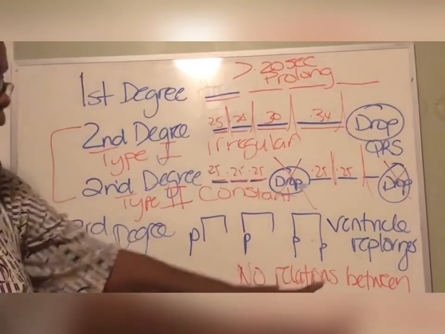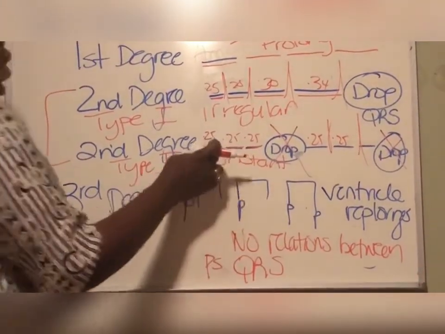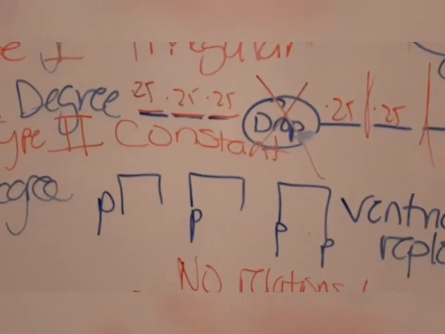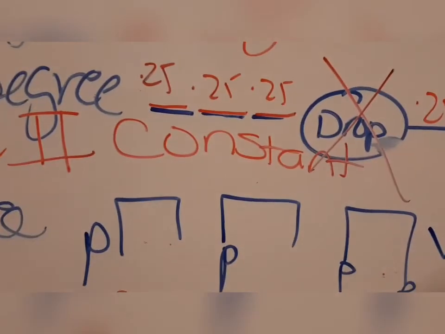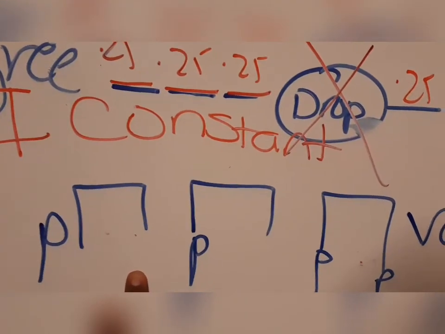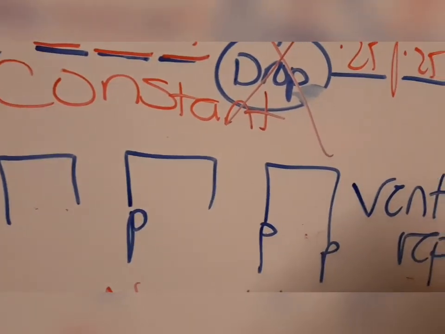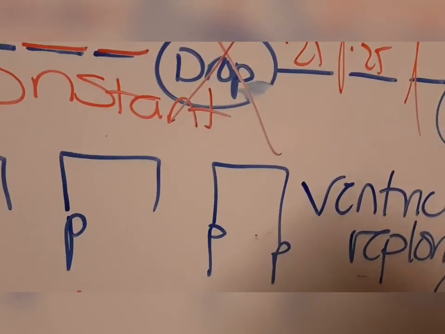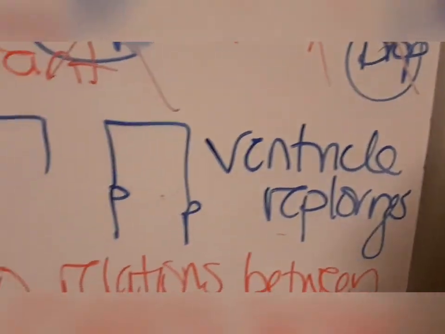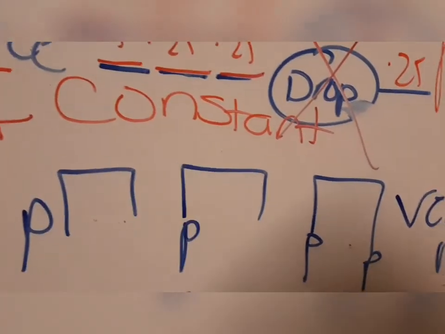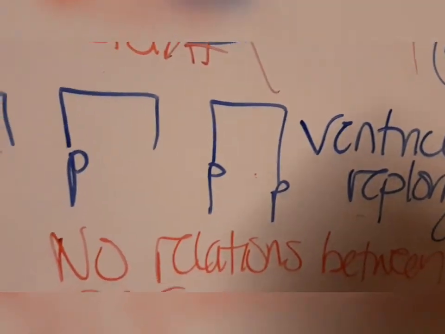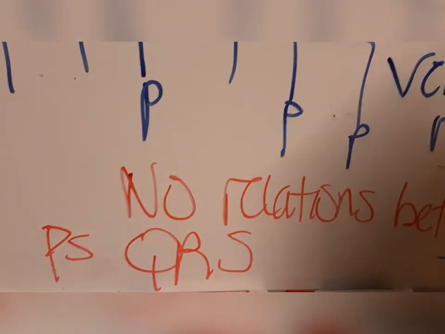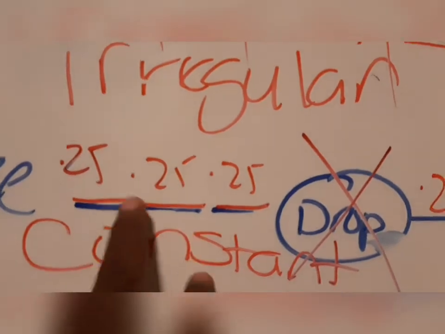Third degree, there's no relation between P and QRS. You can't say it's going to be constant. So let's end with third degree. In third degree, you have a P, a QRS, and the P drops off. Then you have another P, QRS, P drops off. Then you have a P, QRS, and then the P comes back. The ventricles are repolarizing. So your P's are just dropping off. There's no relationship between your P waves and your QRS.